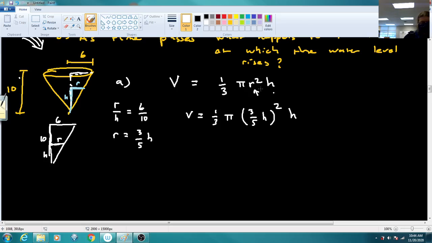So now what I need to do is simplify this. Volume is 1/3 π, and I'm going to square all the values inside the parentheses. So 3 squared is 9, 5 squared is 25, h squared is h squared, and then that's times an h. We have a 3 down here and a 9 up here. The 3 can cancel into the 9, which leaves a 3. So we get volume is 3/25 times π times h cubed.